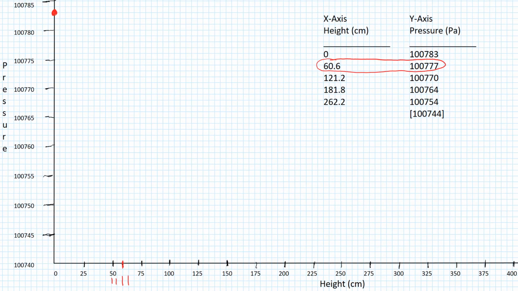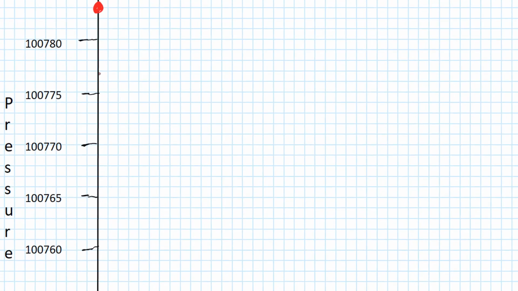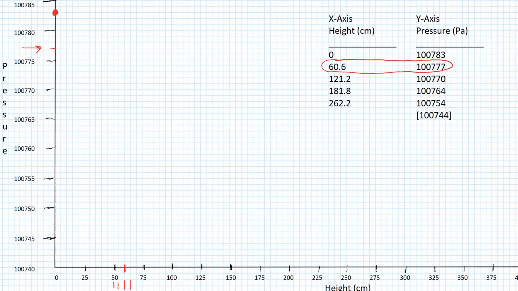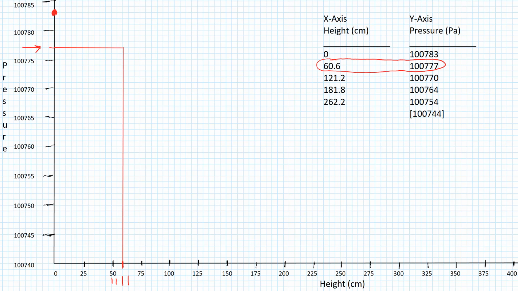And then I go up my y-axis until I find 100,777, which is right there. And then I look for the point where those two meet, and I put a data point there. So right there is where my data point belongs, and I'll make a dot that represents a height of 60.6, that's the third step up my stairs, and a pressure of 100,777 pascals. And I'll move on to my third data point.